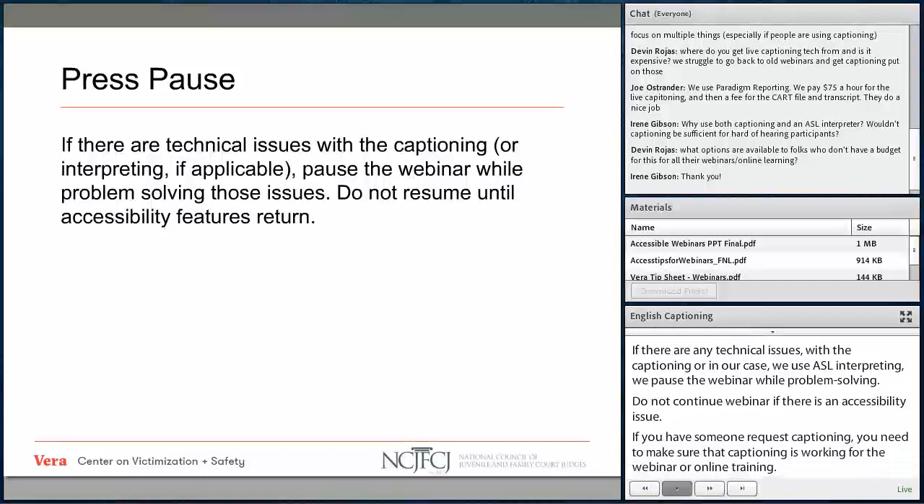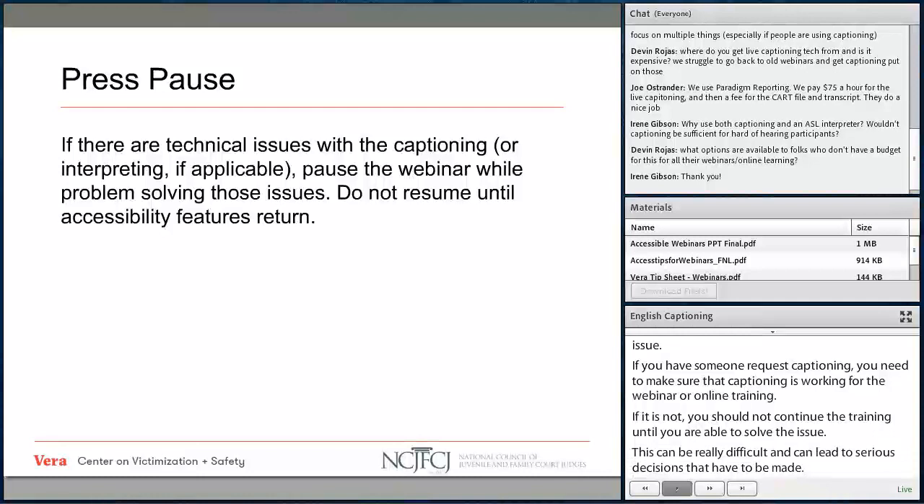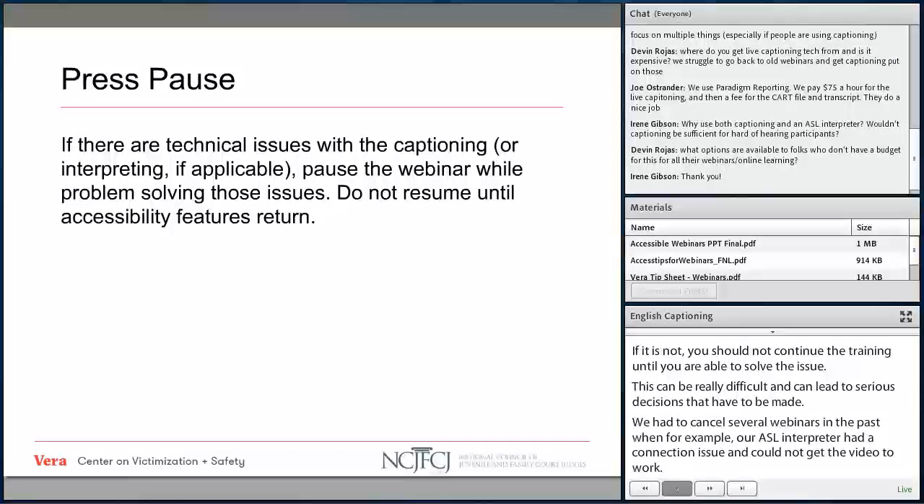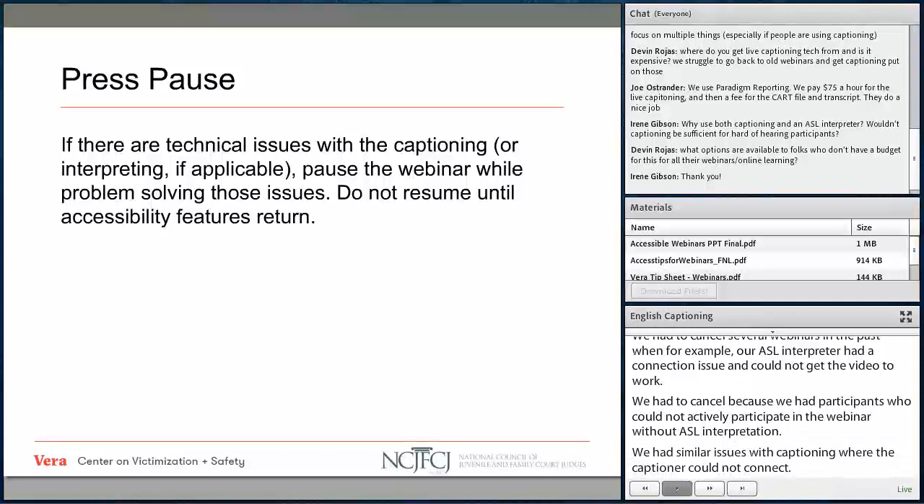This can be really difficult and can lead to some serious decisions that have to be made. We've had to cancel several webinars in the past when, for example, our American Sign Language interpreter had a connection issue and just could not get his video working. We had to cancel it because we had participants on who could not actively participate in the webinar without ASL interpretation. We've had a similar issue before with our captioning, where our captioner just could not connect, and so we had to reschedule the webinar. Those are things that come up, and it's never a pleasant situation to be in.